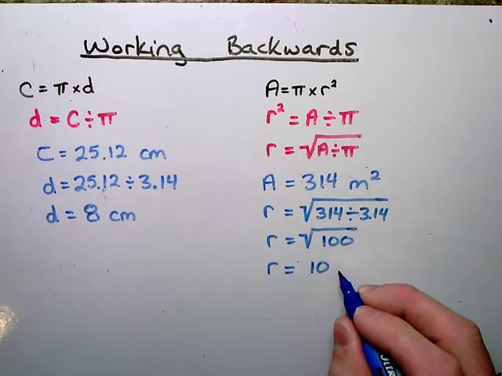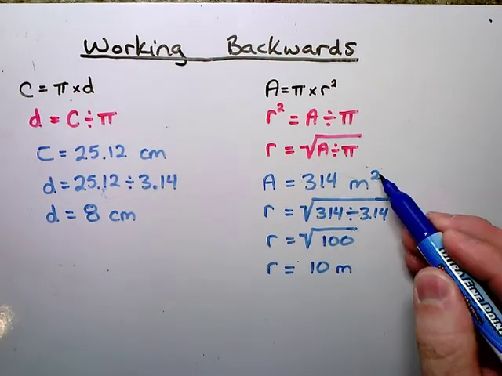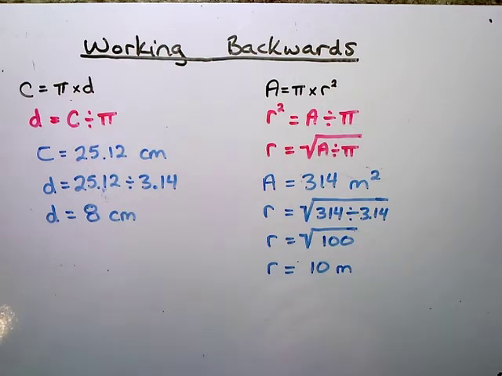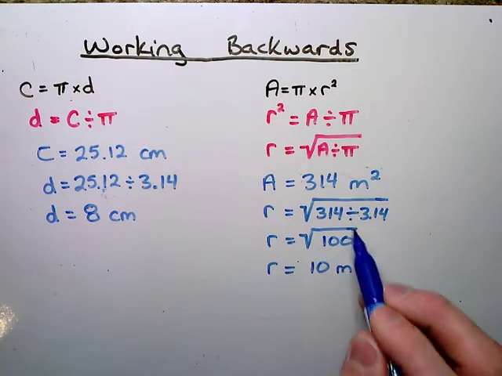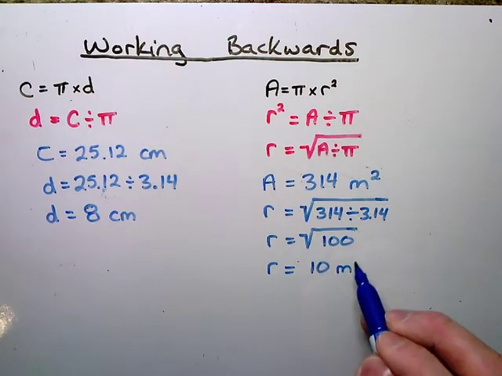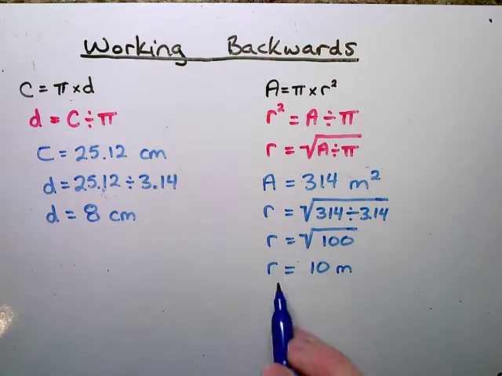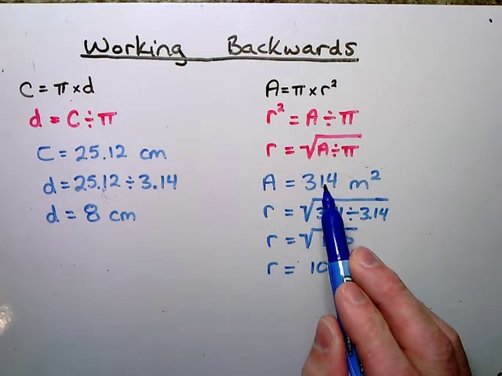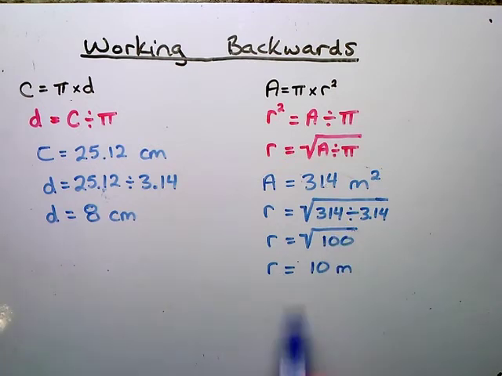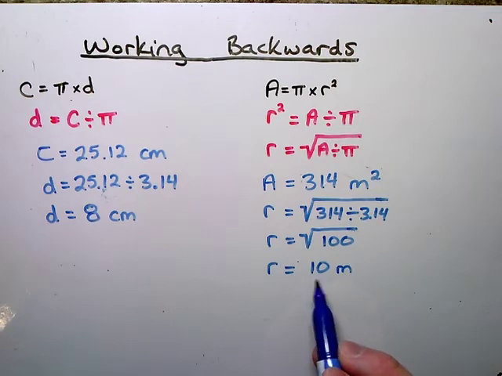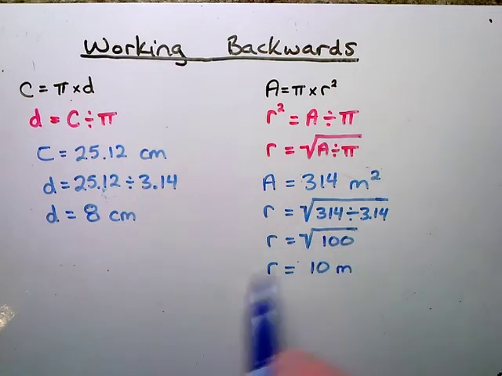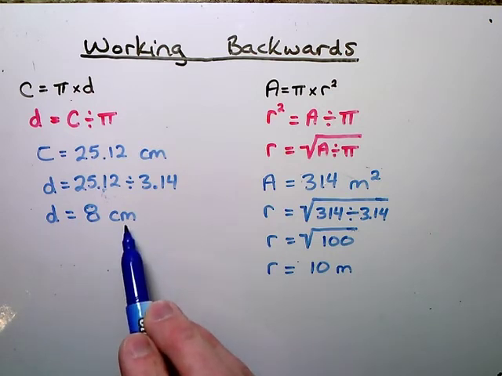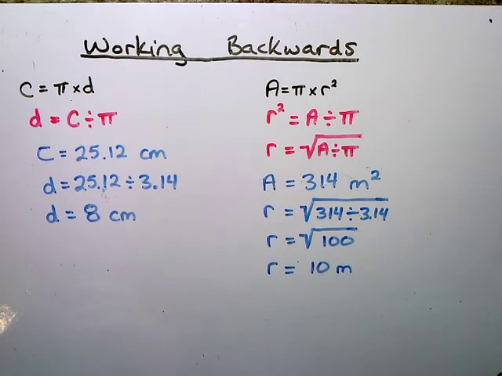And we are still talking in meters. Now, it's no longer meters squared because now we're down to radius, and radius is just a one-dimensional object, and that's why we square rooted it. So we don't need to put meters squared, it's just 10 meters. So a circle with 10 meters across will have an area of 314 meters squared, or sorry, I shouldn't say 10 meters across. I should say 10 meters from the center outward will give us an area of 314 meters squared. And a circle that is 8 centimeters across will give us a circumference of 25.12.